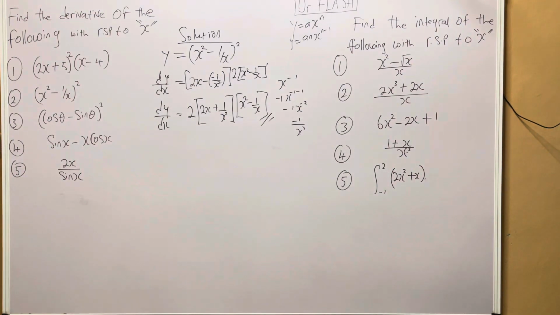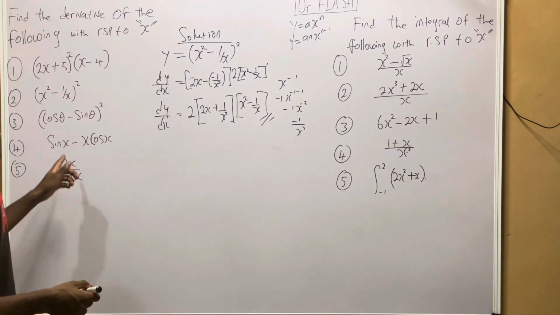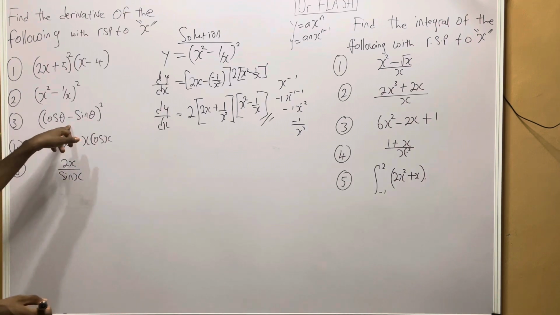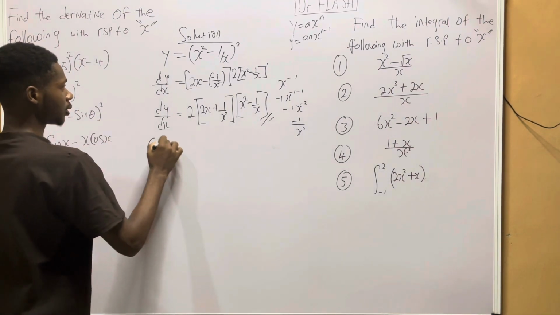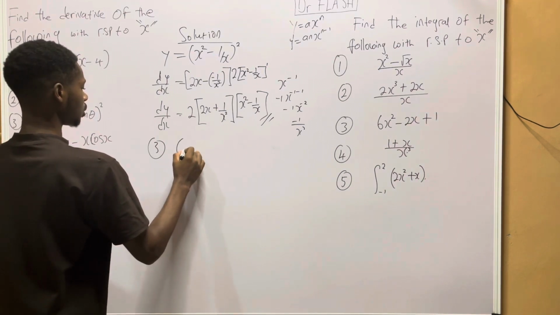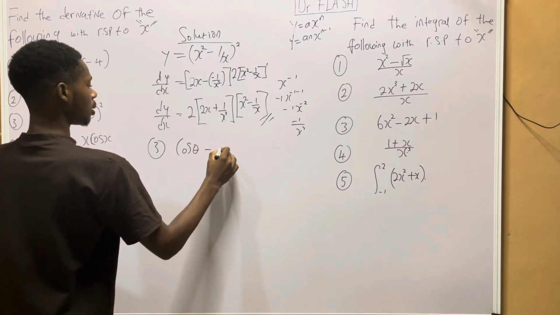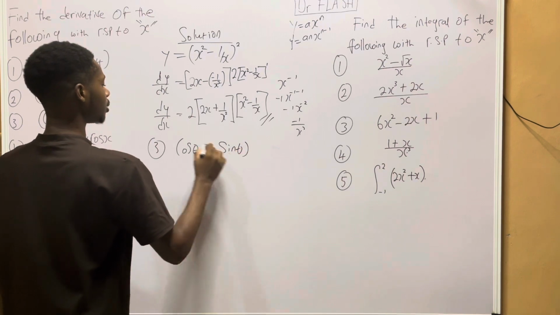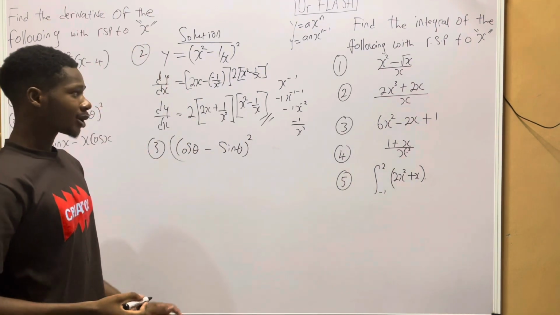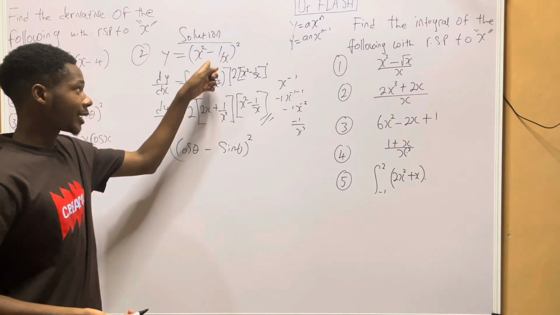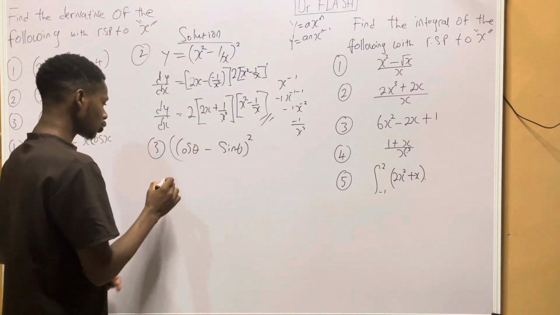I'm going to take the next one, and the next one is cos theta minus sin theta all squared. So for number 3, we're going to have cos theta minus sin theta all squared. Okay, this is the question. Now for this particular one again, we can solve it using the same method just like we did on this one. Okay, so now let's go.